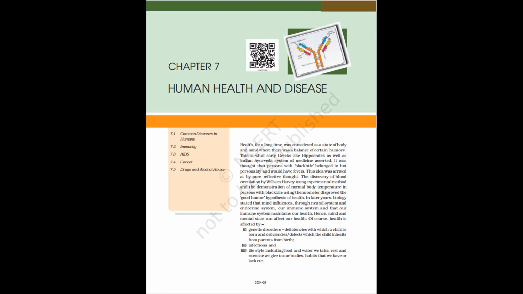7.1 Common diseases in humans. A wide range of organisms belonging to bacteria, viruses, fungi, protozoans, helminths, etc., could cause diseases in man. Such disease-causing organisms are called pathogens. Most parasites are therefore pathogens as they cause harm to the host by living in or on them.